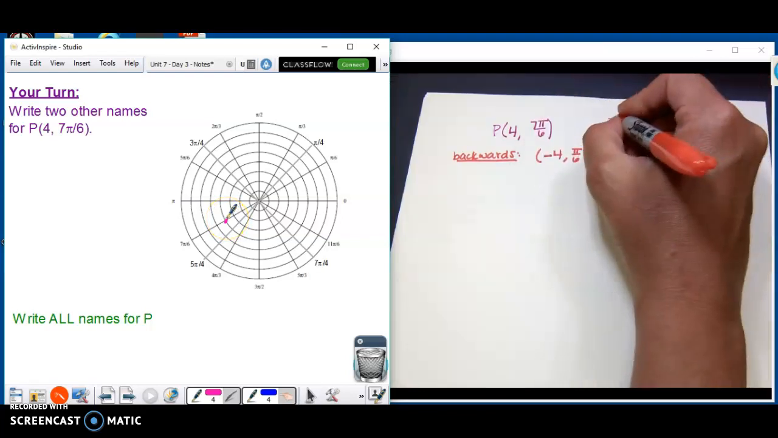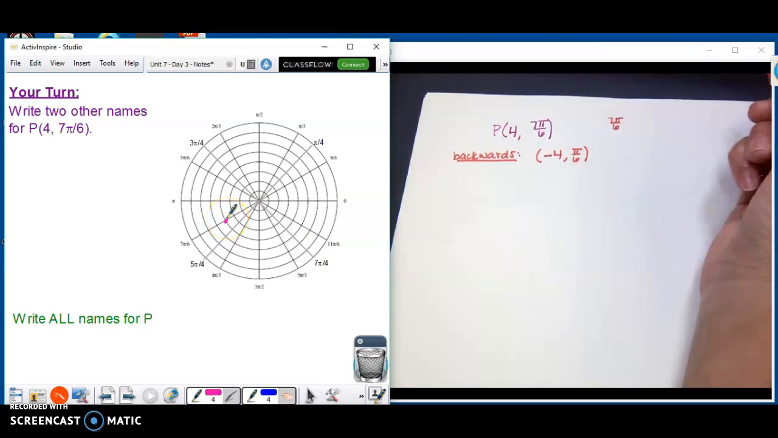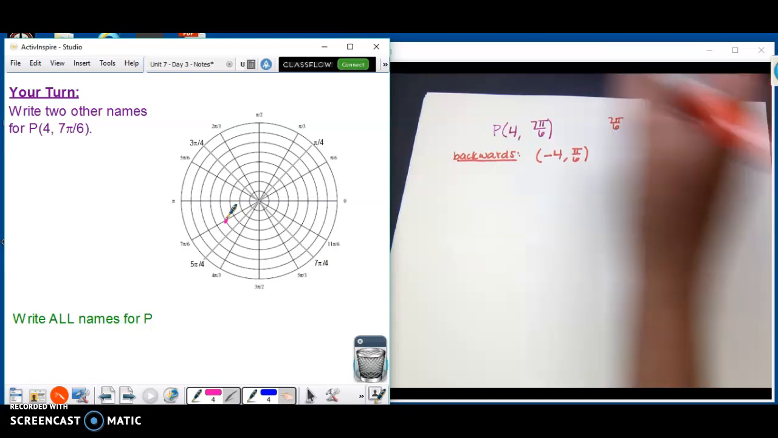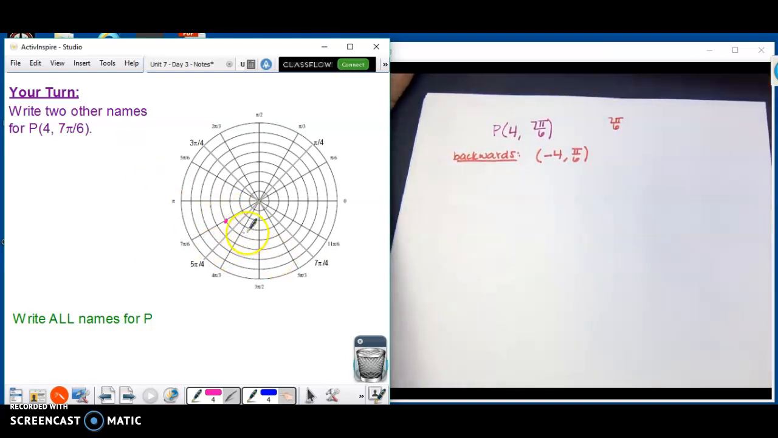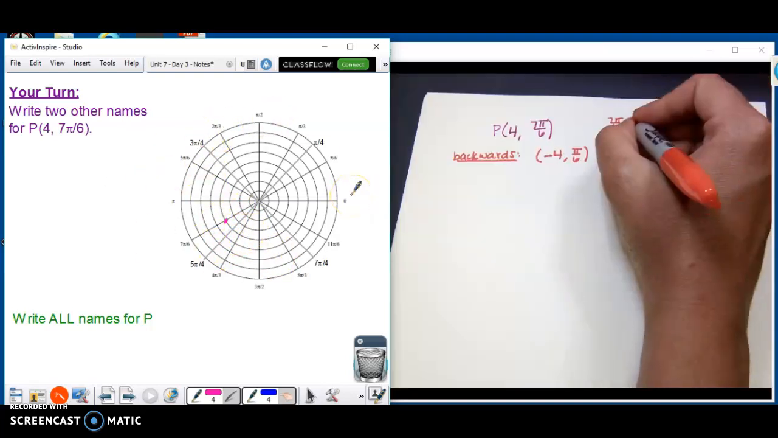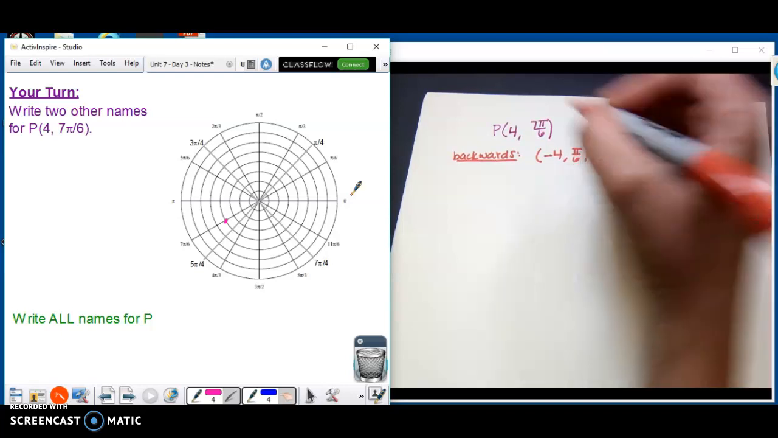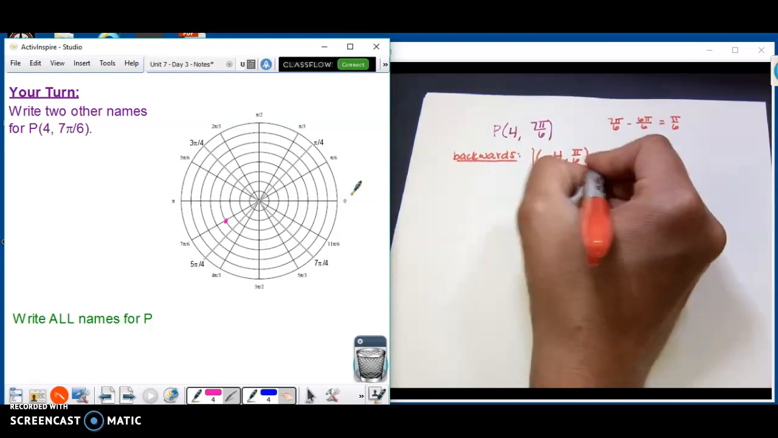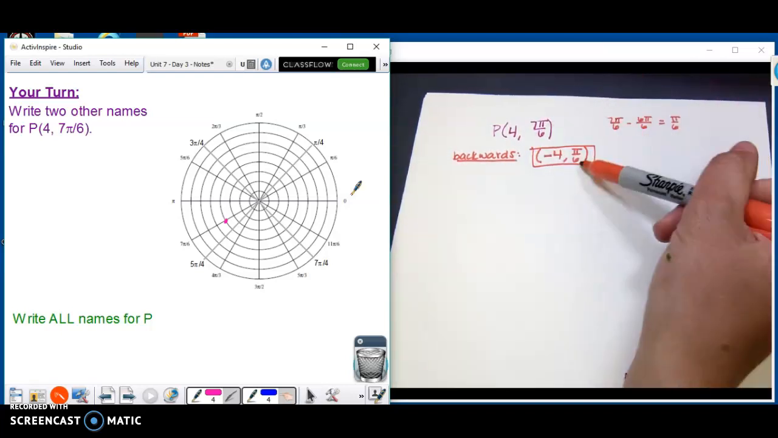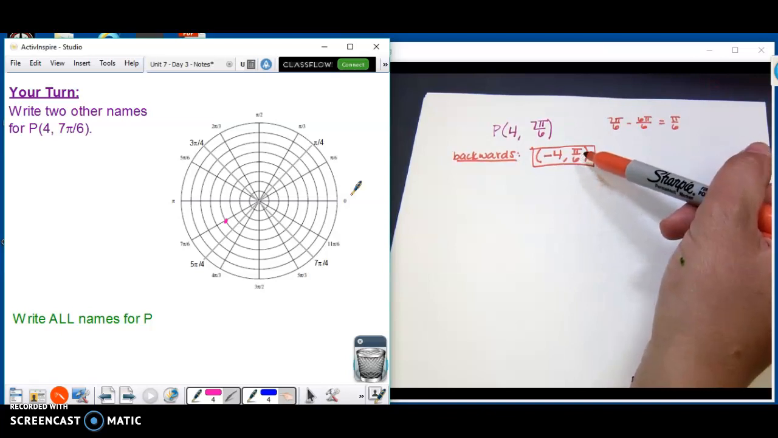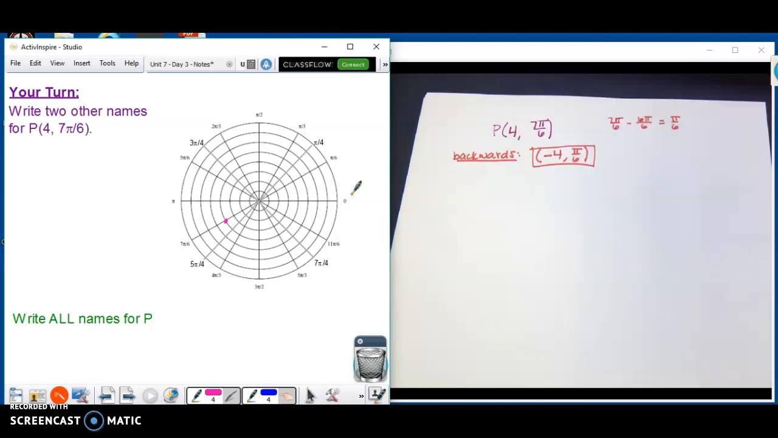If you needed to get those algebraically, this time because 7π/6 is in the third quadrant, you would want to subtract π. So if you were to subtract π, which would be 6π/6, that would give you π/6, and that's where that number comes from. So this is one possible answer. Remember, for this π/6, you could add 2π over and over again, or subtract 2π, and it would still give you the same thing.